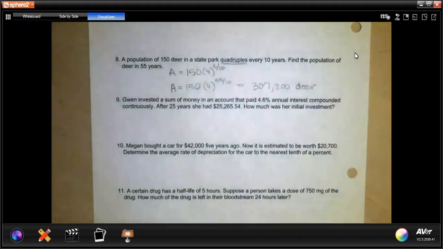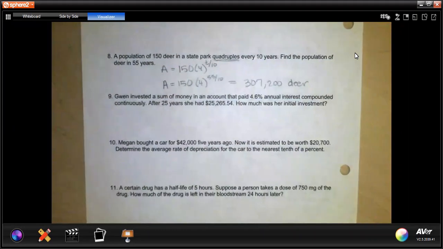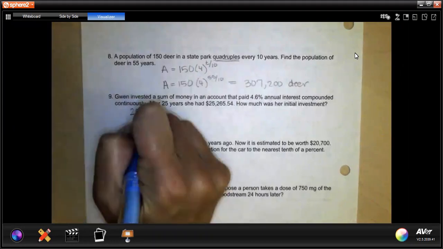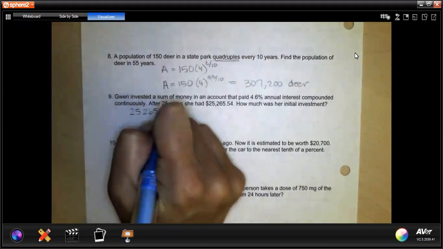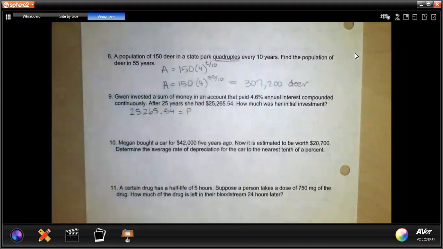All right, for number 9, it says Gwen invested a sum of money in an account that paid 4.6% annual interest compounded continuously. After 25 years, she had $25,265.54. How much was her initial investment? So this is probably the hardest type of problem we're going to get. It tells us our last amount is 25,265.54. We do not know the initial amount, so I'm going to leave that as P.